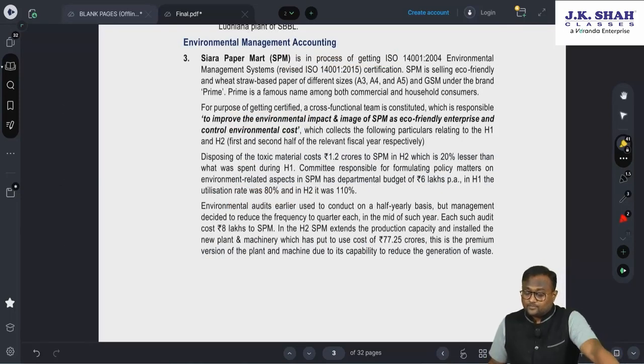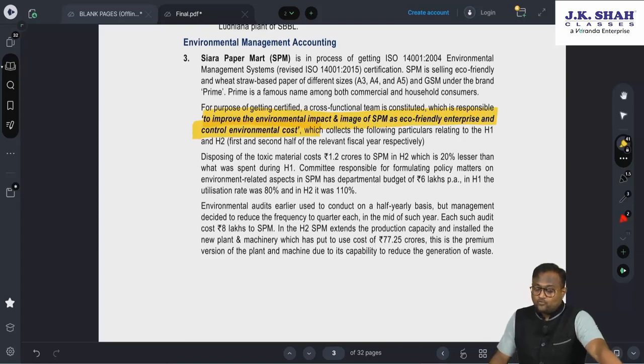Sierra Paper Mart is in process of getting ISO certificate, leave that part. For the purpose of getting certified, a cross-functional team is constituted, which is responsible for improving environmental impact and image of SPM and the company, as an eco-friendly enterprise, and controlling environment cost. So basically, we are focusing on the first half and second half of the relevant year, and we are focusing on all environmental aspects.